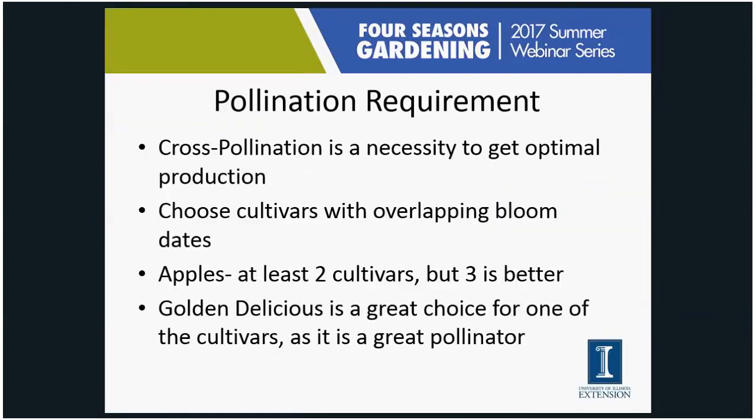There is a pollination requirement for our fruit trees. Cross-pollination is a very important part. We have to choose cultivars that have overlapping bloom dates, so the time that they are in bloom is going to be important. For apples, you need at least 2 cultivars, but 3 is better. And Golden Delicious is a great choice.